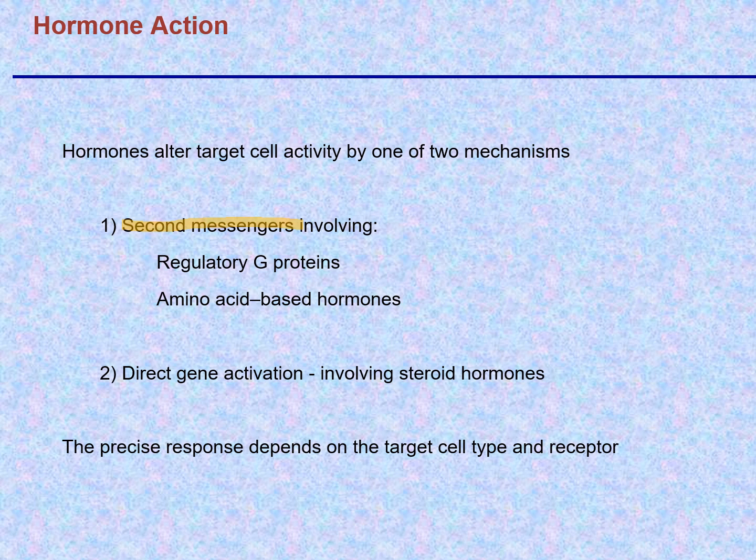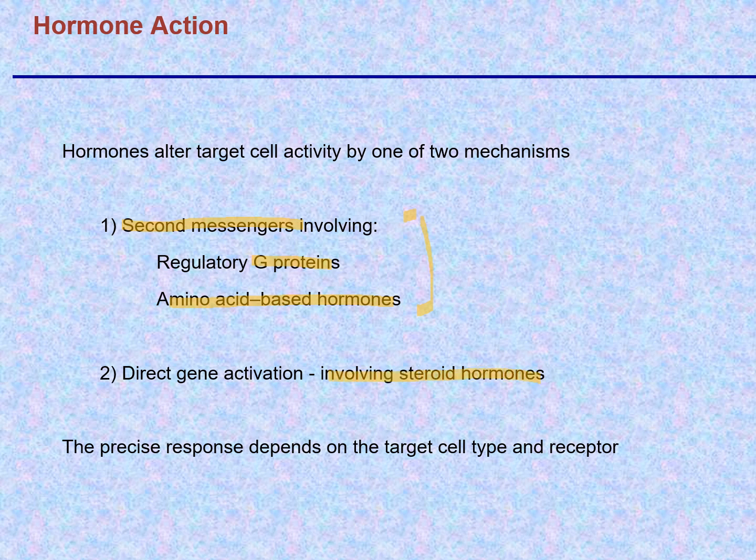And associated with that, inside the cell at least, are molecules called G proteins, and most of the amino acid or protein-based hormones act in this way. The other major type of mechanism involving hormones is through direct gene activation. And this is what is occurring not with protein hormones, but with steroid hormones.